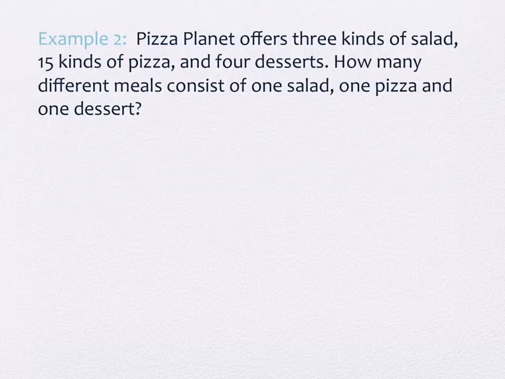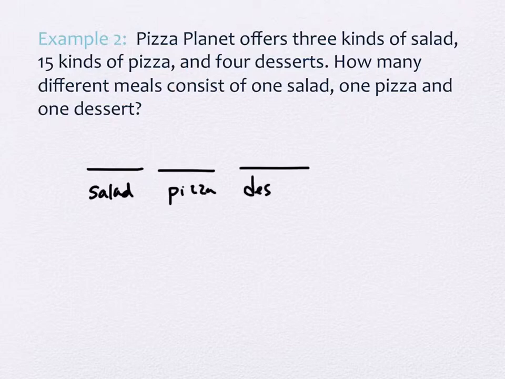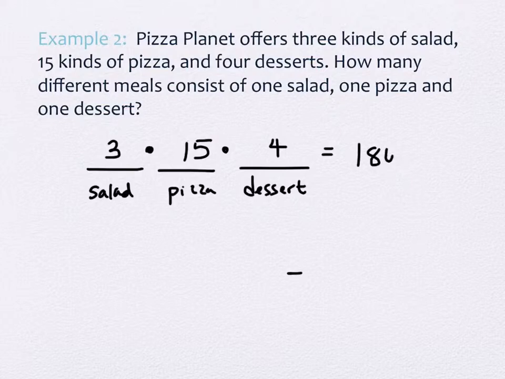So if you're looking at this one, I would have the number of ways for my pizza, for my salad, and for my dessert, and we would multiply them together. So how many different salads are there? 3. Pizzas? 15. And desserts? 4. And then what is 3 times 15 times 4? 180. So there's 180 different meals.